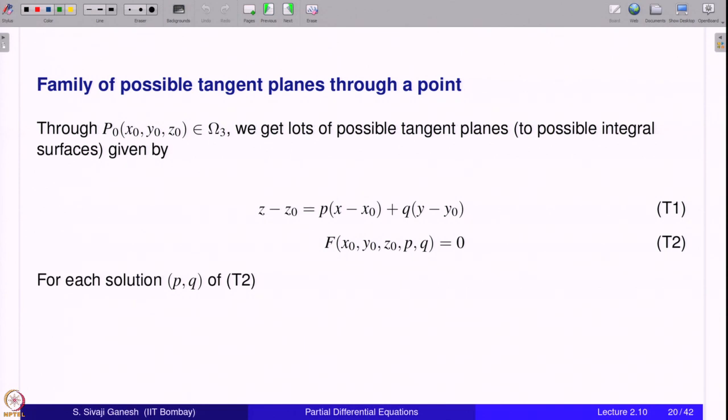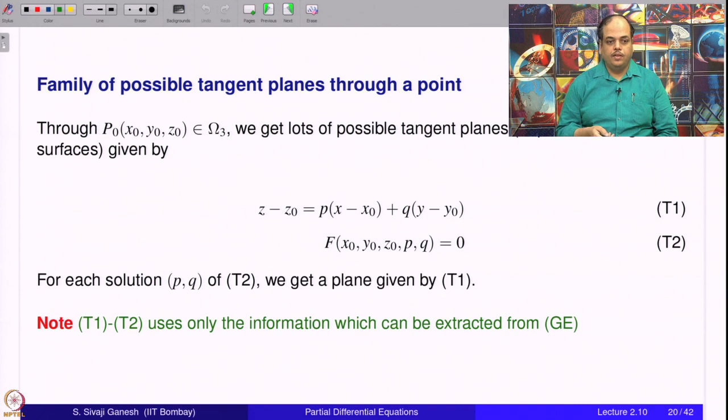So, for each solution (p, q) of T2, in fact, what is to be expected is that T2 is an equation involving two parameters p and q and one constraint. Therefore, what we expect here is that one family of solutions will be there. Corresponding to that, you will have one family of planes. So, for each solution (p, q) of T2, we get a plane, that is true. T1 and T2 use only the information which can be extracted from the equation, right? For example, T1 uses nothing, it is just the equation of a plane we always write. The only unknown quantities are p and q, they are supposed to satisfy this T2 which is coming from the PDE. So, I am not making use of any explicit knowledge of a known integral surface here. I do not know integral surfaces. Okay. I am proposing these T1 planes, in fact, going to be a one parameter family of planes, because two parameters tied by one equation essentially means only one of them is free. Therefore, this will be a one parameter family of possible tangent planes.